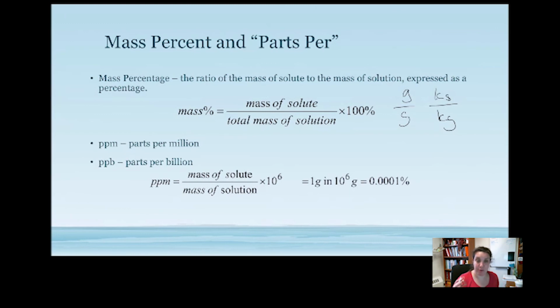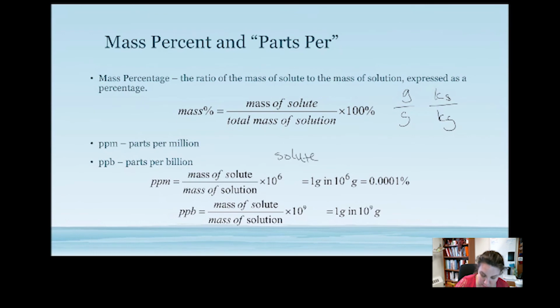Parts per million, you take your mass of your solute over your mass of solution times by 1 million. Parts per billion, mass of solute, mass of solution times by a billion. In this case, as long as your solute and solution units are the same, it doesn't matter what units you use. So just keep them the same and it won't matter.